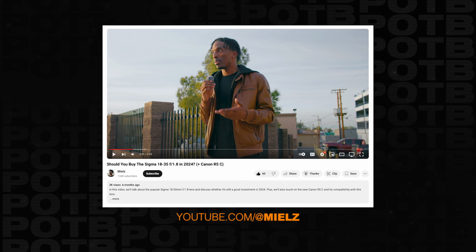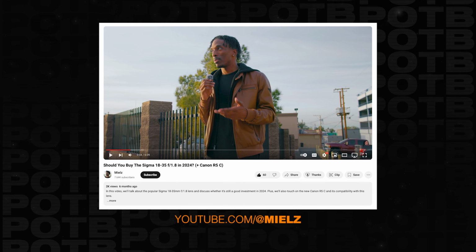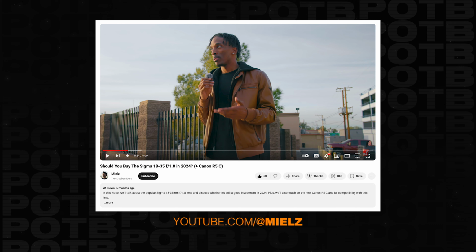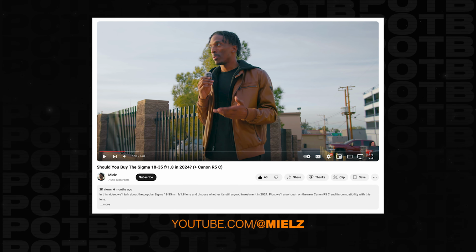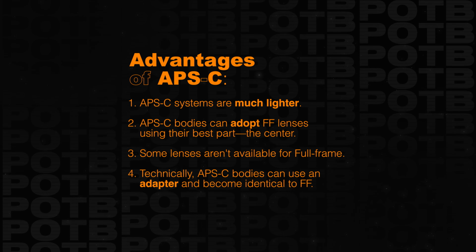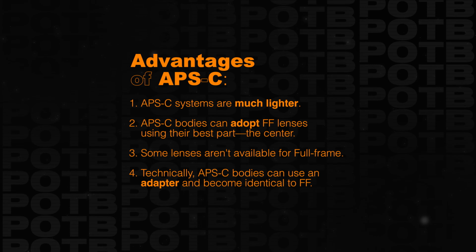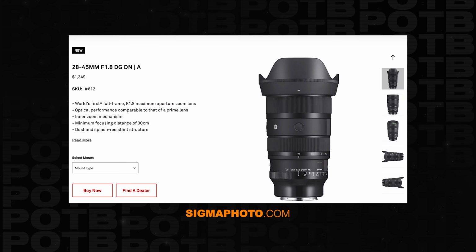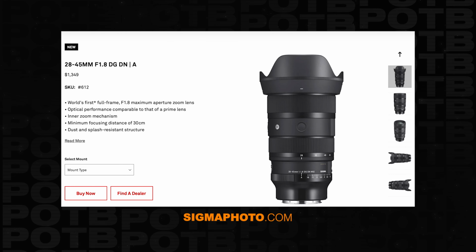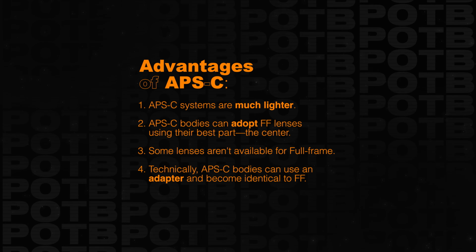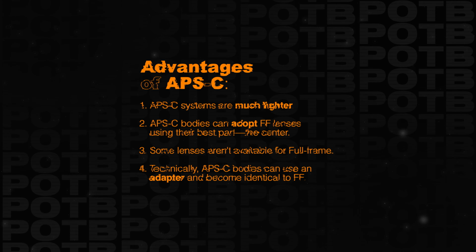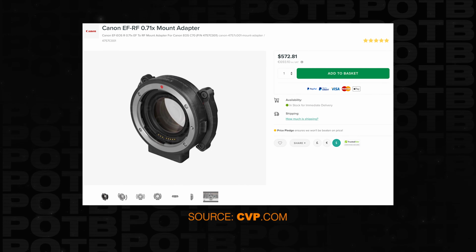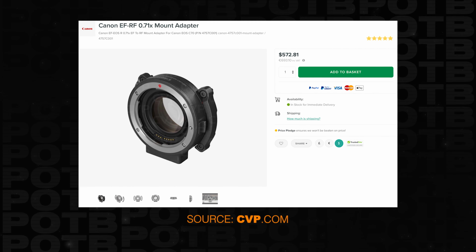However, creators like Miles adopt the 18-35 on an R5C, while others on the S5 Mark II and the FX3. 3. Specific lenses are not available for full-frame. For instance, Sigma only recently made a proper full-frame equivalent of the decade-old 18-35. Technically, APS-C bodies can use an adapter and become pretty much identical to full-frame, while actually gaining a stop of light, which is how many use the C70. But this is more of a tie, because with the full-frame you can always crop in.